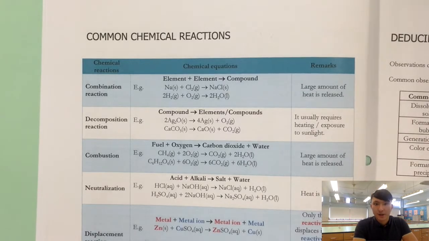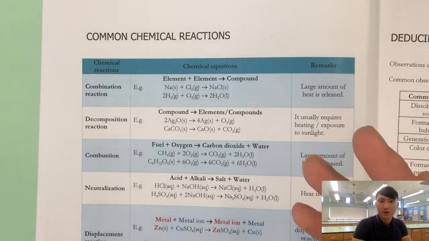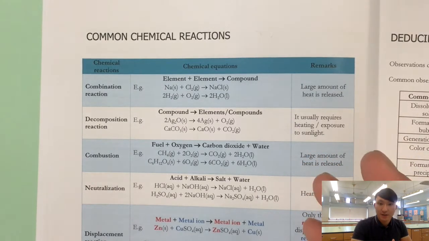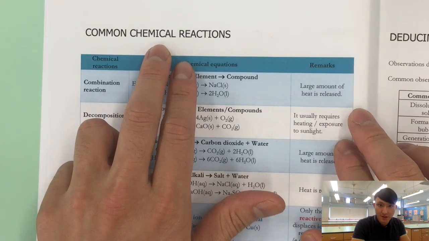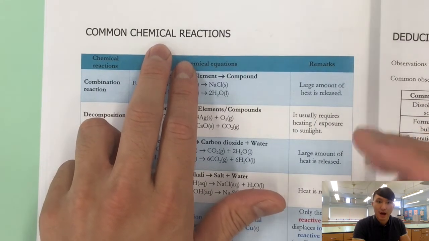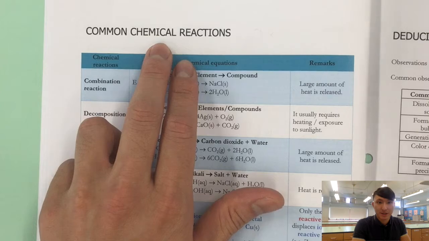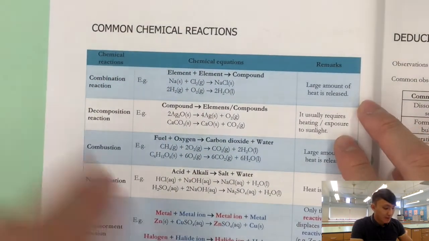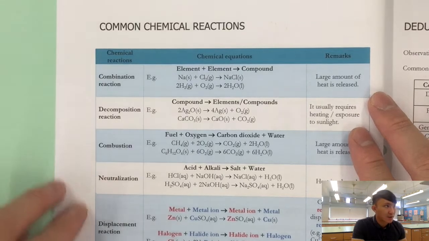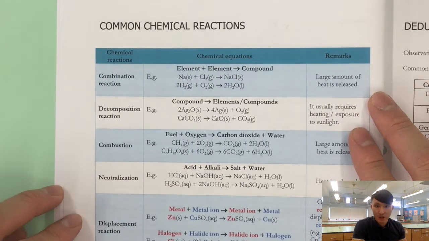Hi, in this video, we are going to continue on the Form 3 to Form 4 transition course, and this will be the last video. Here we will be talking about some common chemical reactions, and later on we will talk about how we can write down observations based on the chemical reactions.